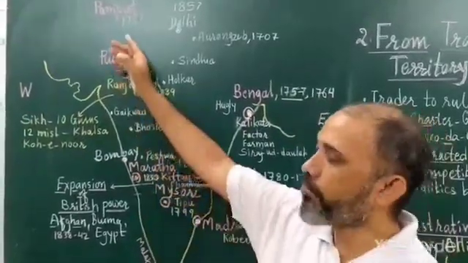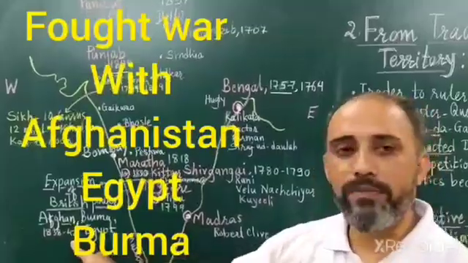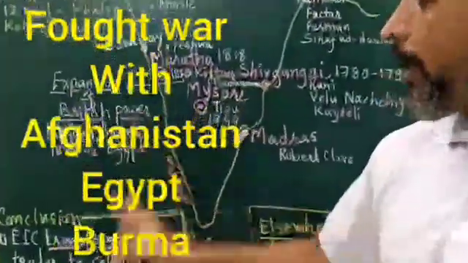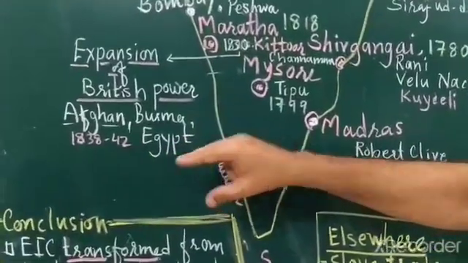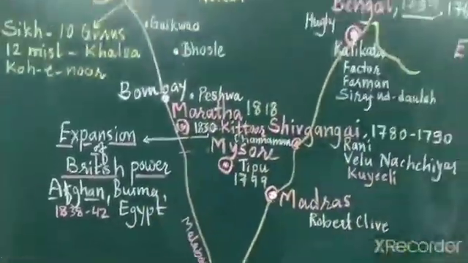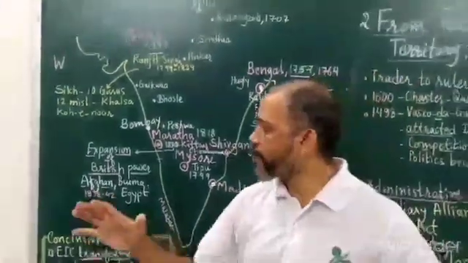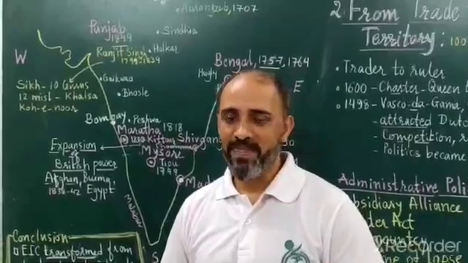So they waged a war with Afghanistan for 4 years, from 1838 to 1842. And along with that, they also had a battle with Egypt and Burma on the eastern side. So this way, there was an expansion of their rule and power on the boundaries of India.